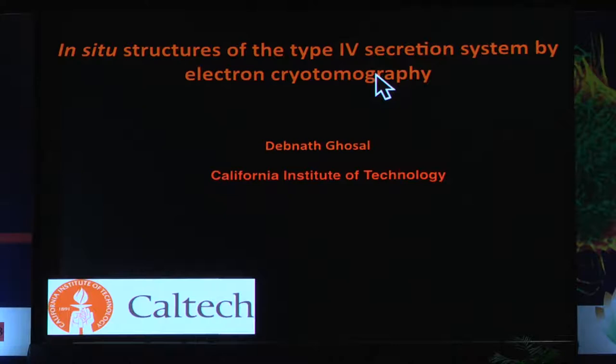So why bacterial type 4 secretion system? Bacteria have several different types of secretion systems, from type 1 to type 9. There are at least nine of them discovered so far. But arguably type 4 secretion system is probably the most complicated and the most elaborate, because they do a lot of things.